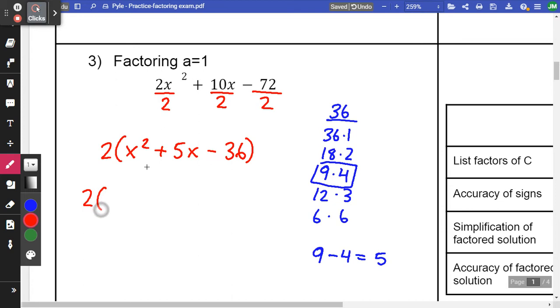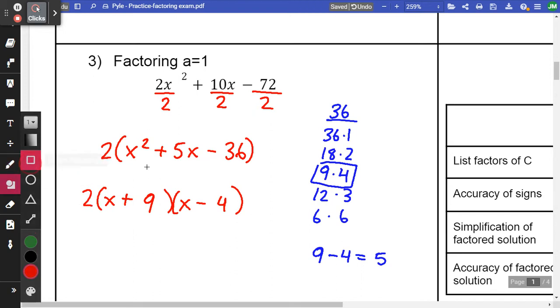All right, so 2 on the outside, then a set of binomials. We multiply the x's together first. Our c term is negative, so we have a plus and a minus. And if we want to make a positive 5, we need to make the 9 the larger one. So x plus 9, and then x minus 4 will be our answer.